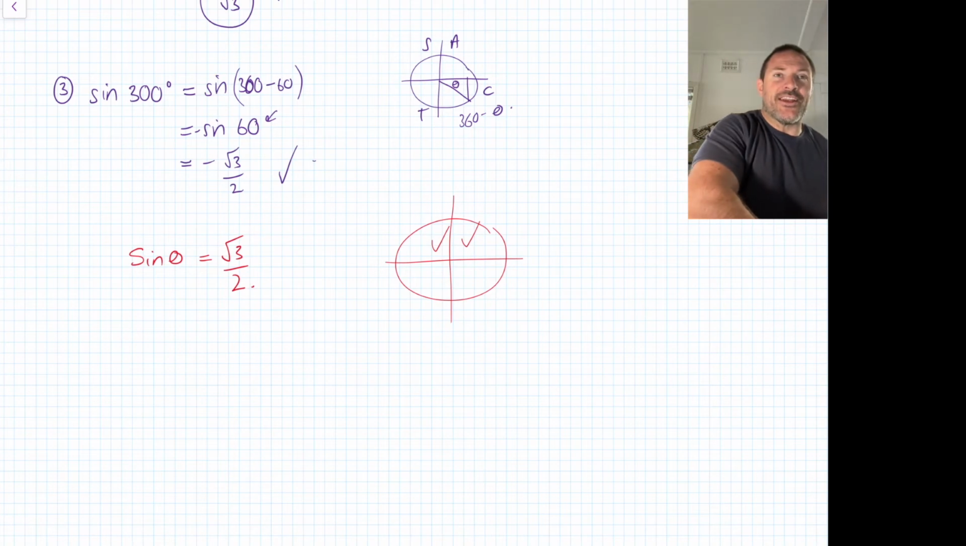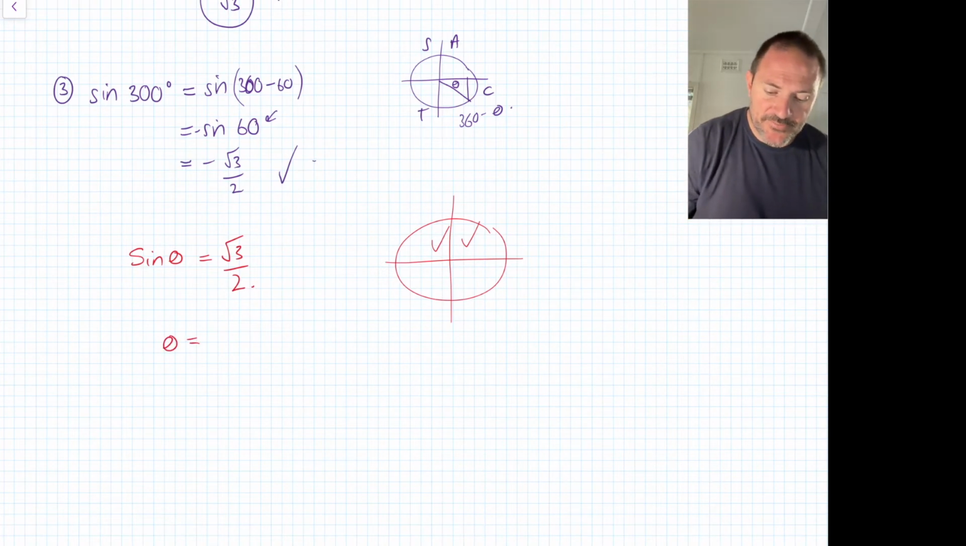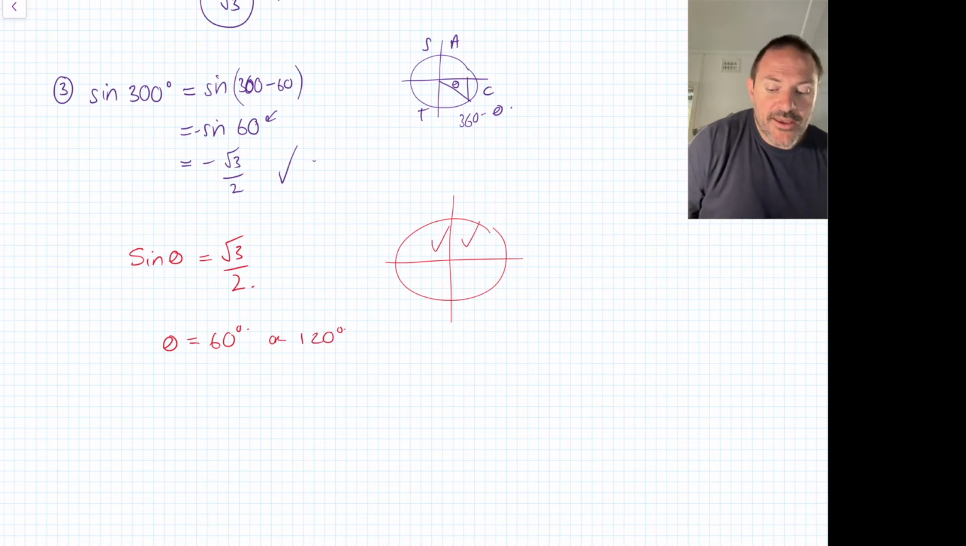Okay, I didn't do shift sine root 3 on 2, and you're most welcome to do this. You might find that it doesn't give you what you need. It gives you 60 degrees. Problem is, it can be 60 or it could be 120 degrees.